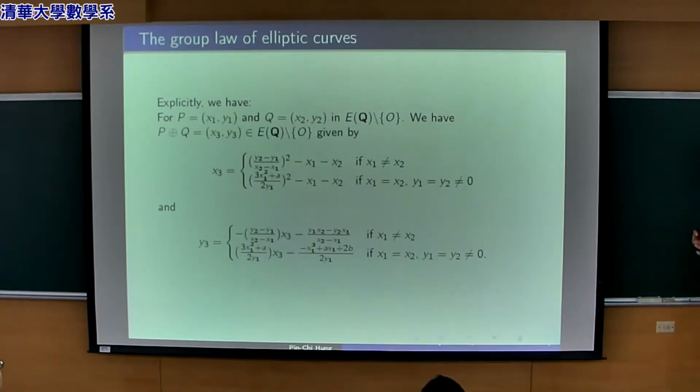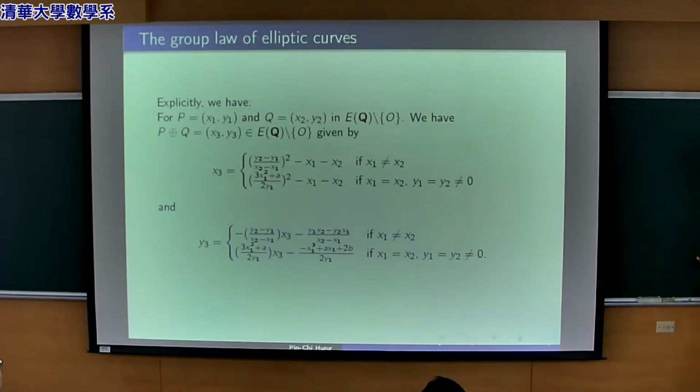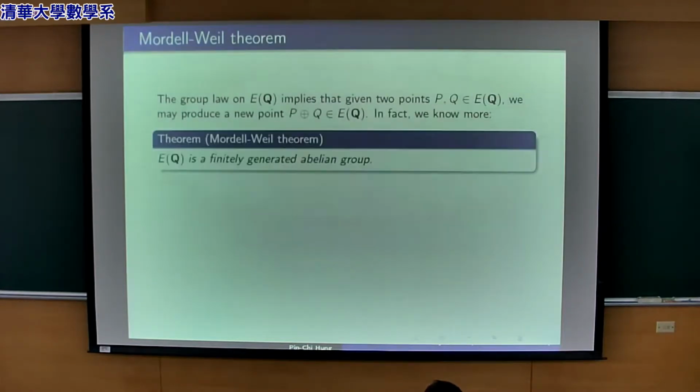Okay, so we got something interesting. We can produce a new rational solution from the old solutions. We can do this process, right? So this is just what I said: we can produce new points. And actually this is more interesting.